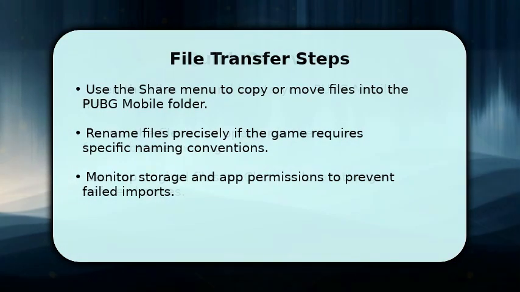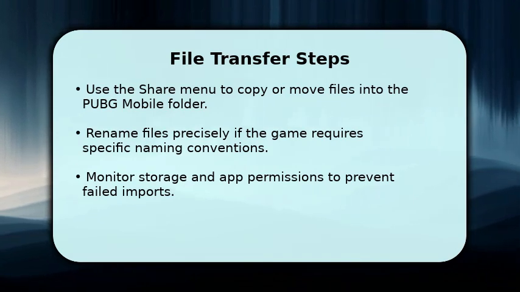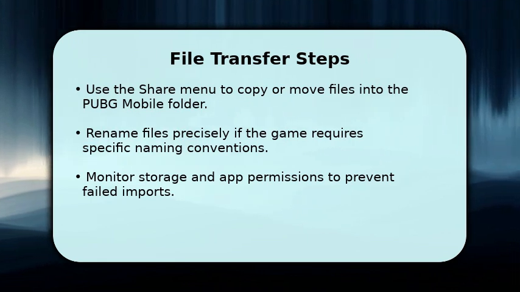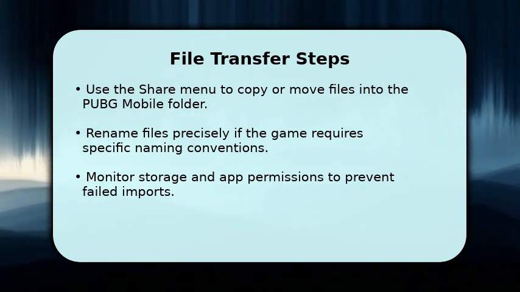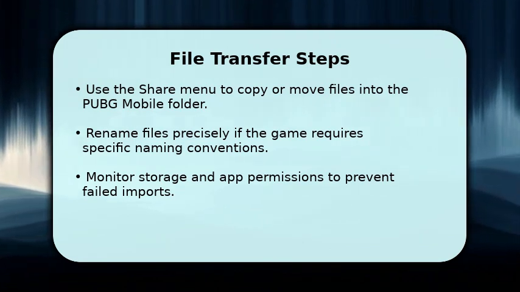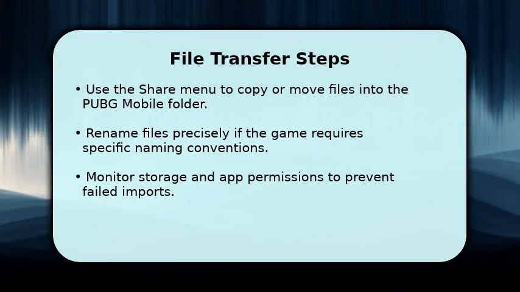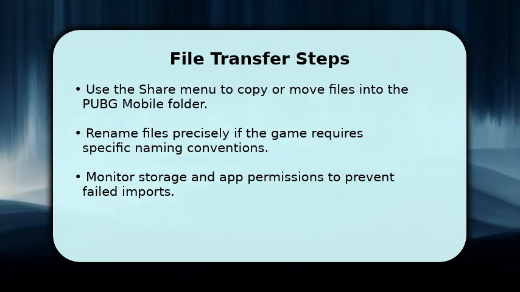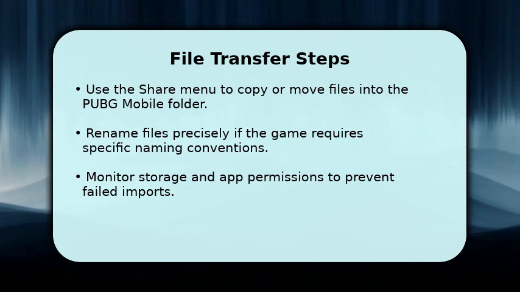Start by locating the file in Files and using Move to place it in the PubG Mobile Documents folder. If the file is compressed, extract it first so the game can read individual files. Confirm the file name matches the expected pattern and grant files access to PubG Mobile in Settings if asked. After moving, relaunch the game to allow it to index and apply the new content.